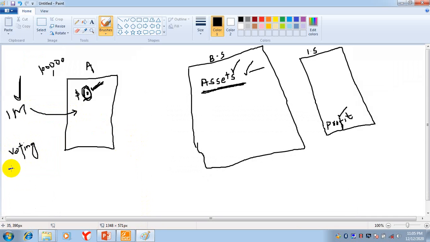And keep in mind one thing, that voting is in the selection of the board of directors, and in corporate policies and important decisions, these common shareholders can vote.